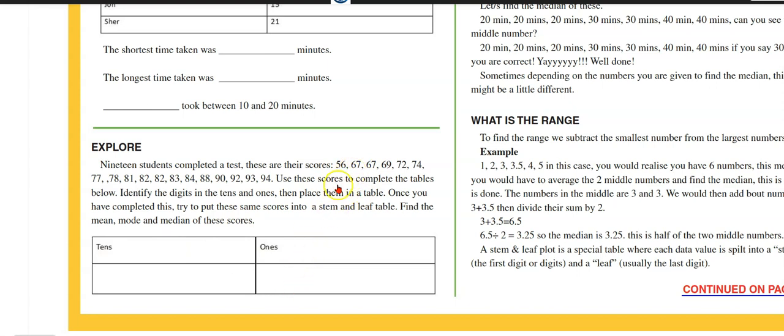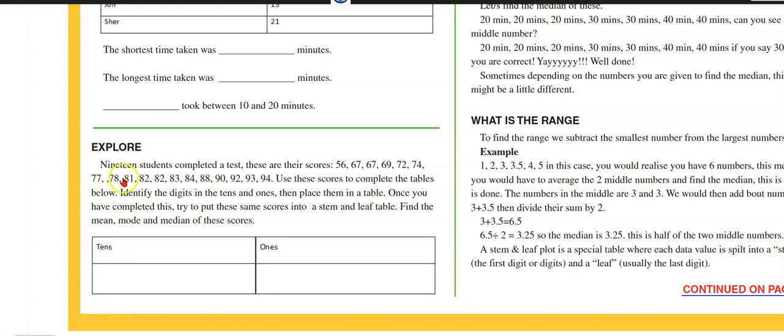67, you would have 6 tens, 7 ones. Then you would put a comma and you put another 7 here for the 67. Then you would put another comma and then you would have the 9. Then you would move on now to another row. Then you would put 7 for the 7 tens, and then 2 on the leaf, then 4, then 7, then 8.